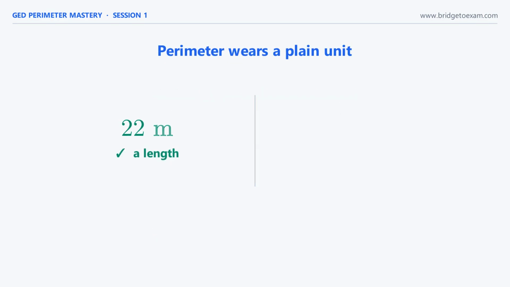Adding lengths gives you another length. So if every side is measured in meters, the perimeter is measured in meters. Plain units, not square units. Writing 22 meters squared would describe a surface, and we didn't measure a surface.